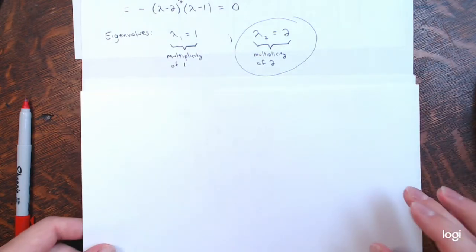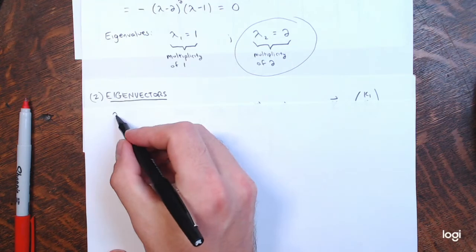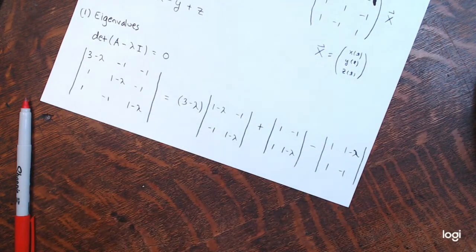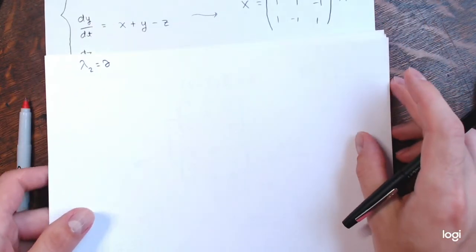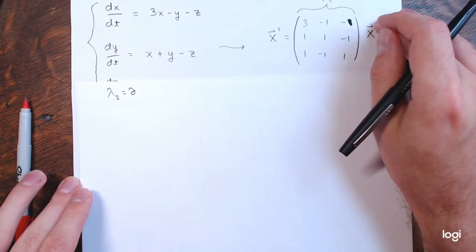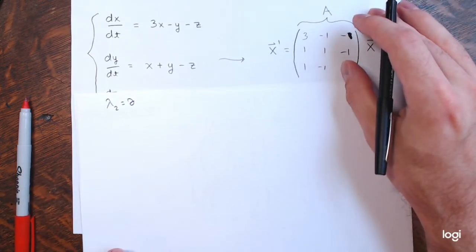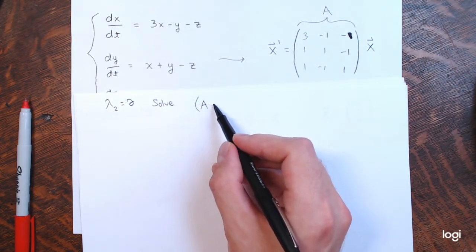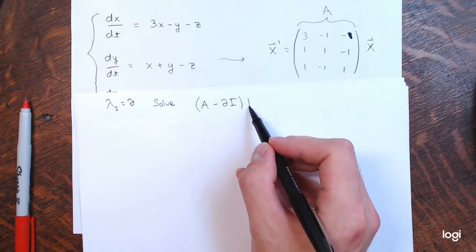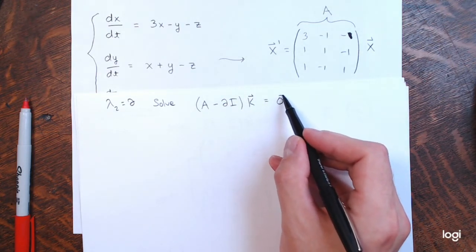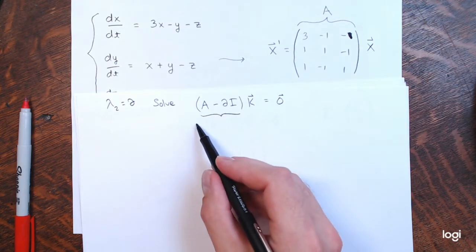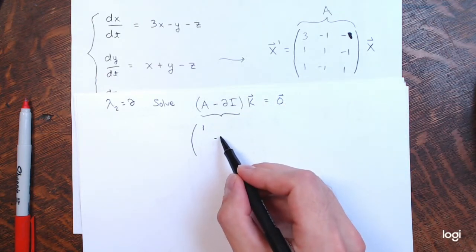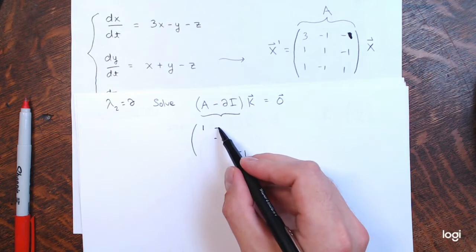So again, we're doing eigenvectors. So for lambda 2 equals 2, we're solving the following equation. Let me get matrix A back in the frame here. So we're solving A minus 2I times some vector k equals the 0 vector. And what does A minus 2I look like? Well, let's just subtract 2 from all the diagonals of A. So 1, negative 1, negative 1, and then every other entry stays the same.